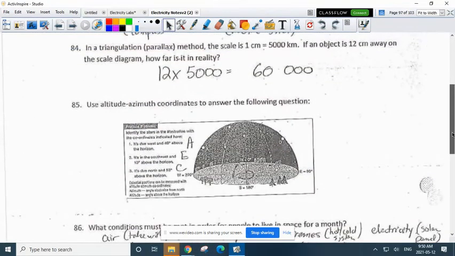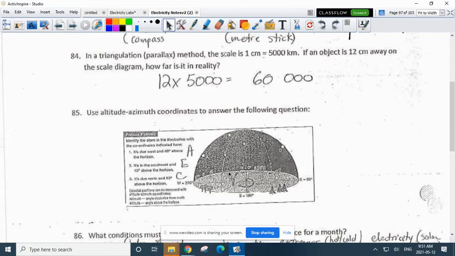Use altitude azimuth coordinates to find the following questions. So remember, azimuth is on the ground. It starts at 0, goes all the way around to 360. Altitude starts at 0, goes up to 90, and then back down to 0. And there is a front side and a back side. And we did worksheets on this.